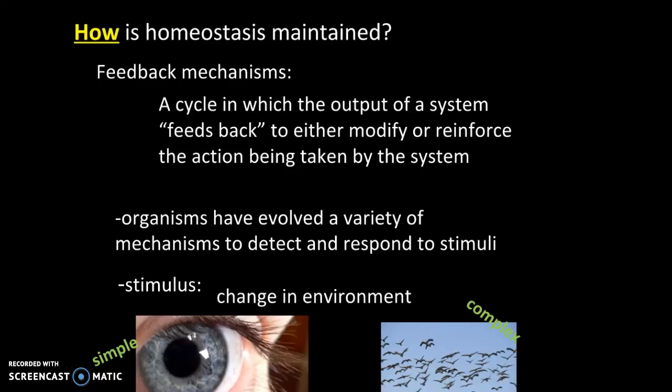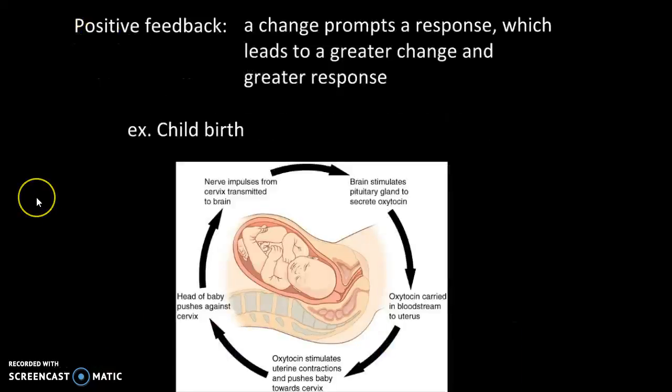I guess what we should start with, though, is do you know what a stimulus is? A stimulus is a change in the environment. There can be simple stimuli, like me shining a light into your eye and your pupil constricting. That's a stimulus followed by a response. They can be major stimuli, like changes in weather patterns that cause birds to migrate. But stimuli are always followed with responses.